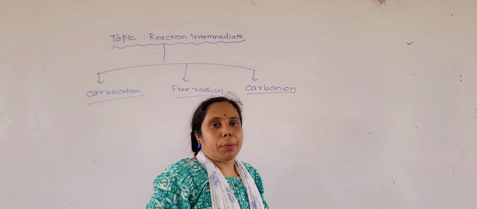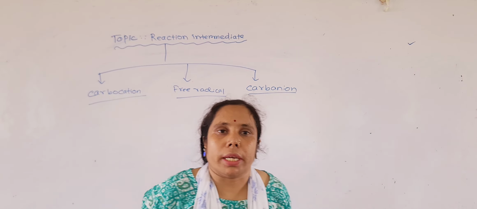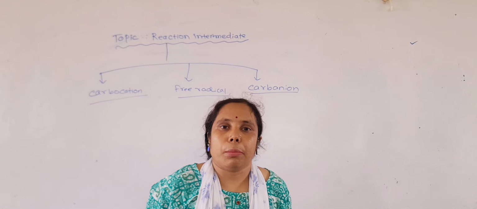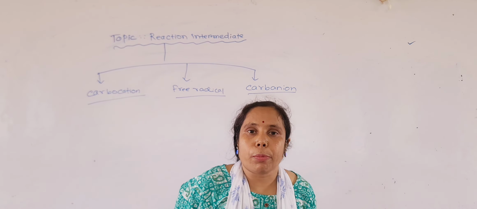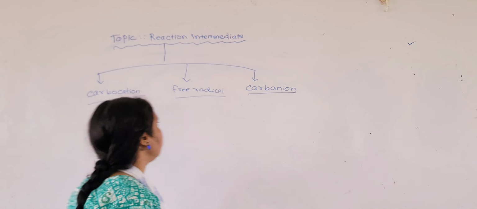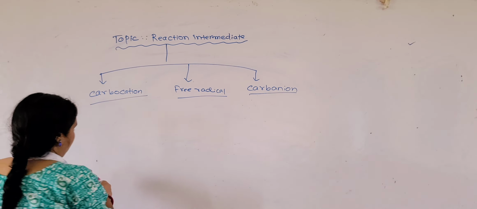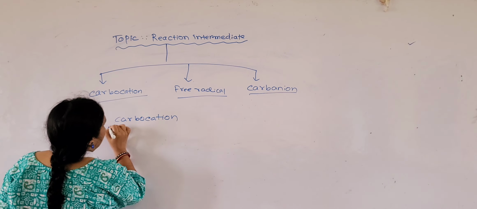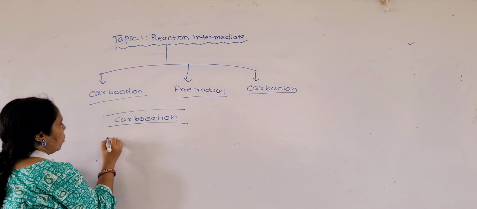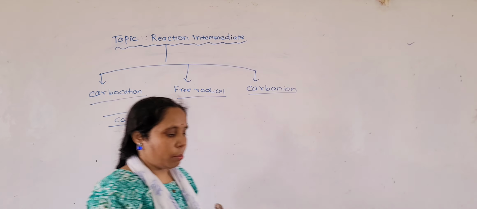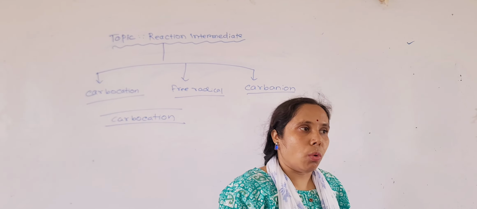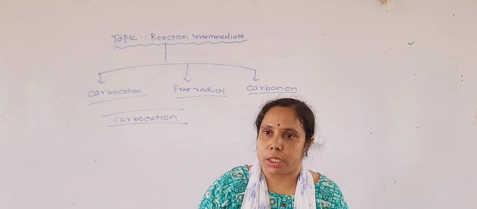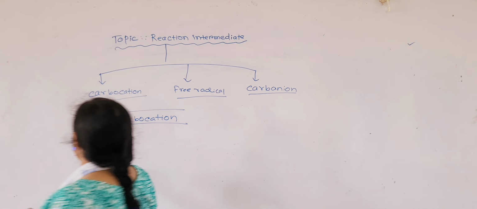Today's topic is based on the carbocation. You already know that cation means positively charged, so carbocation means the carbon atom gets a positive charge. So where do we get carbocation from? Let's go for that. We know that carbon is tetravalent, meaning it has 4 valency. If any of them leaves the carbon, the carbon becomes positively charged. That's called a carbocation.